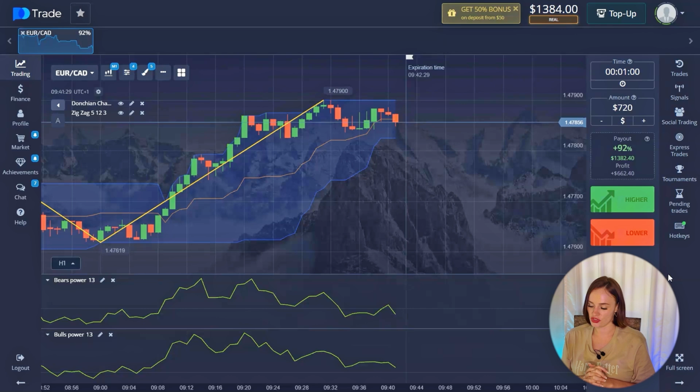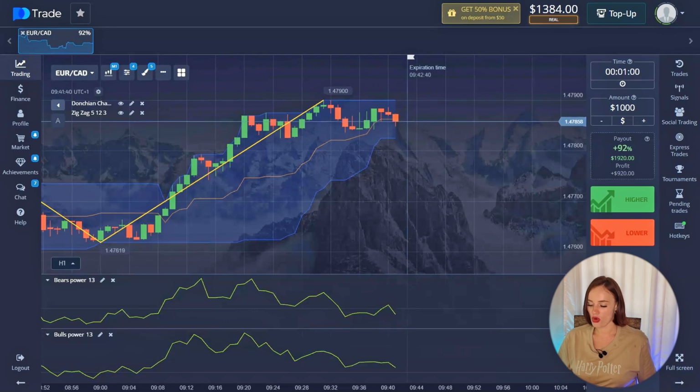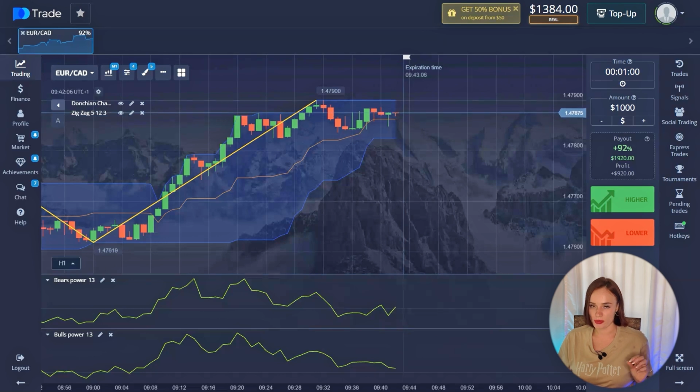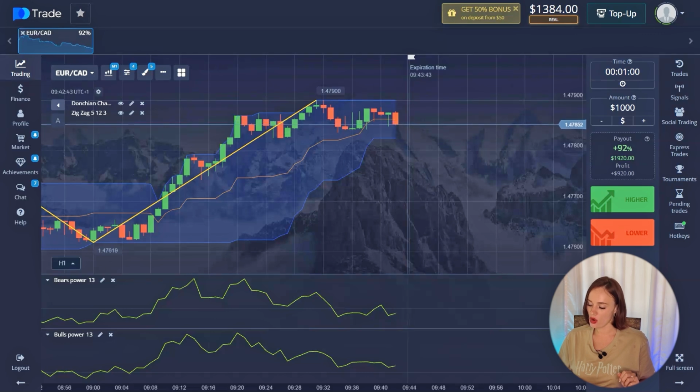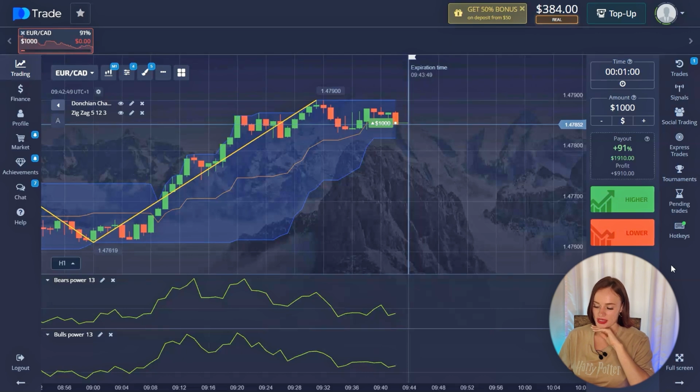I raised the transaction amount again, and now it's $1,000. Risks always remain, and I remember this, but I try to minimize them by showing you how to do it better. Continuing the acceleration, I opened a new deal to move higher, so I made my decision based on the data of the bear's and bull's power indicator.